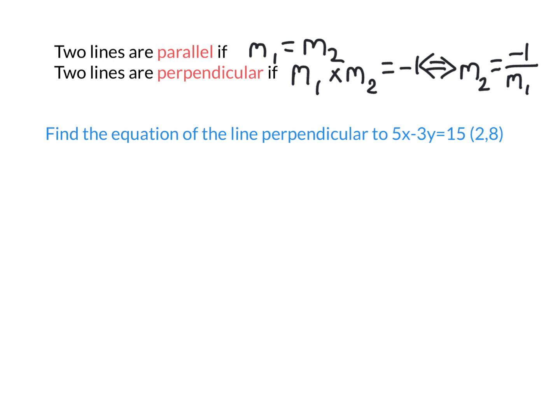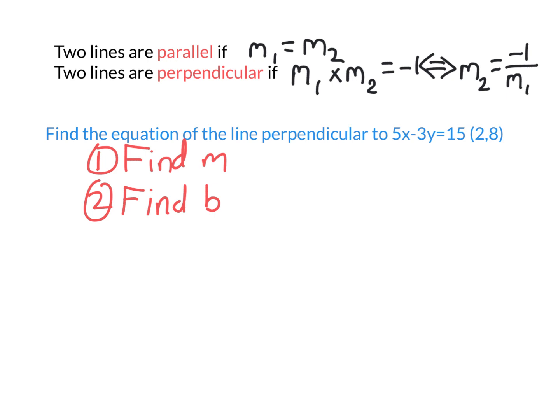All right, let's look at an example. We're going to find the equation of the line perpendicular to this line that passes through the point 2, 8. So the first thing we need to do is find the gradient. Whenever we're finding the equation of a line, there are always two steps. We're going to find the gradient, and then we're going to find the y-intercept. The only thing that really differs between questions of this type is how you find m. We're going to find m slightly differently here than what we did on the previous slide.